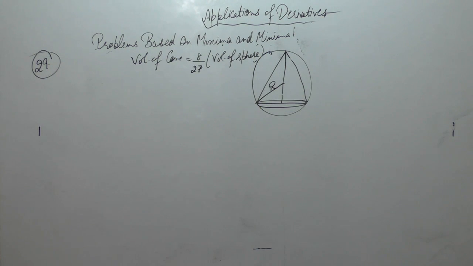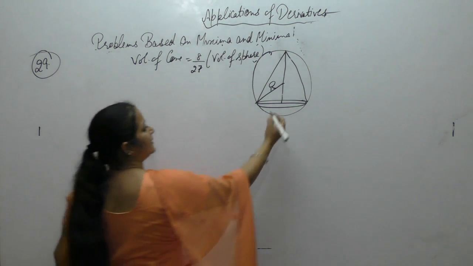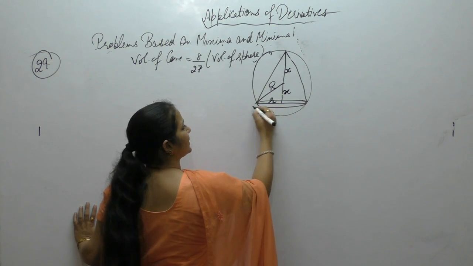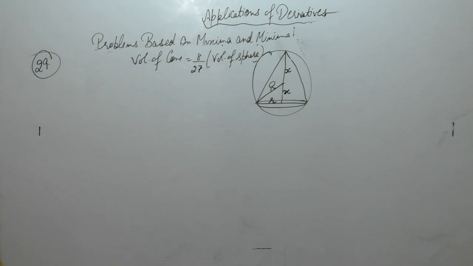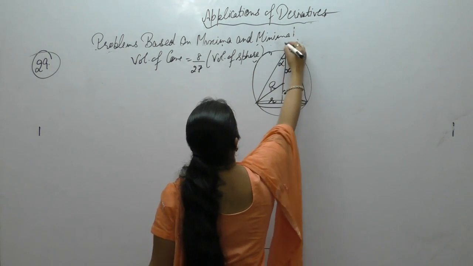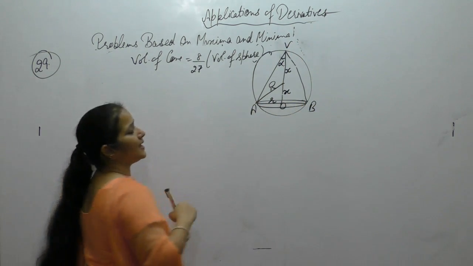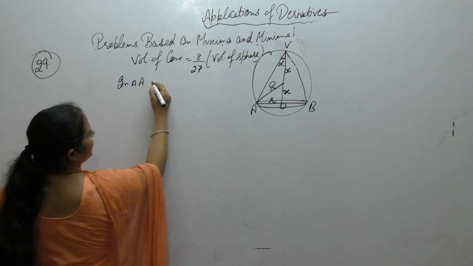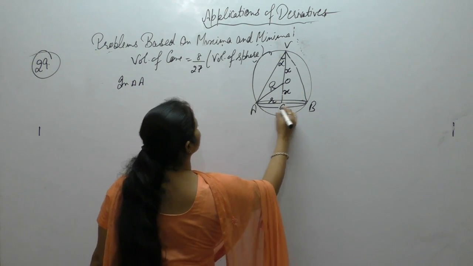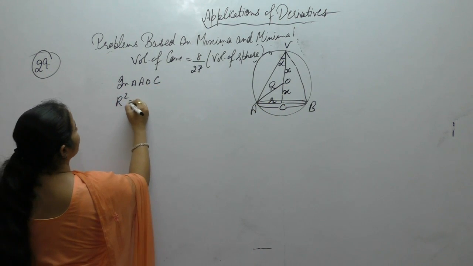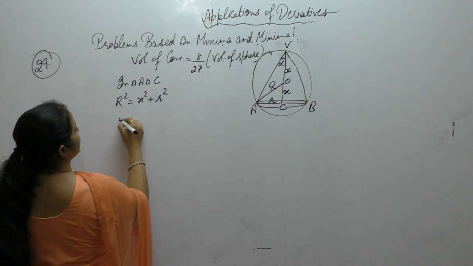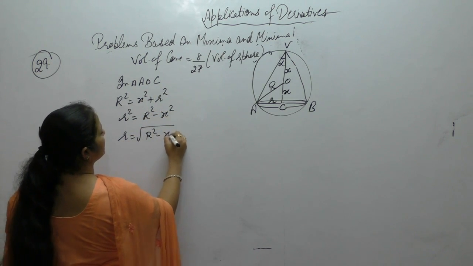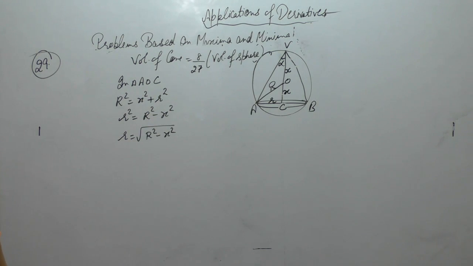Write down. Let the height of the cone be 2x. Its radius is denoted by small r. This is the semi-vertical angle alpha. This is O. Now in triangle AOC, R square is equal to x square plus r square. So r square is this, so the radius is equal to root of R square minus x square.